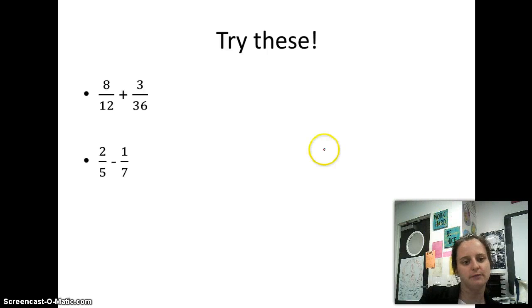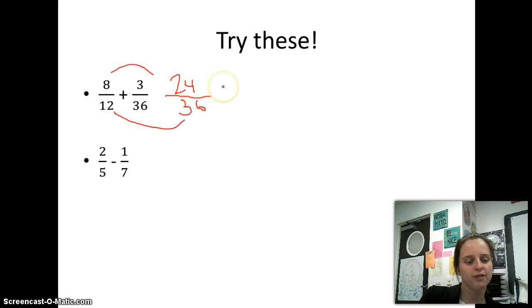All right, so let's see how we did with these. Common denominators between 8 and 12 and 3 and 36. 12 and 36 have a common denominator of 36. So I actually only need to change the first fraction here because 12 times 3 is 36. Oh, sloppy handwriting. So if 12 times 3 is going to give me 36, then I can do 8 times 3 to give me 24. Good. I knew someone said it. So I have 24 over 36.